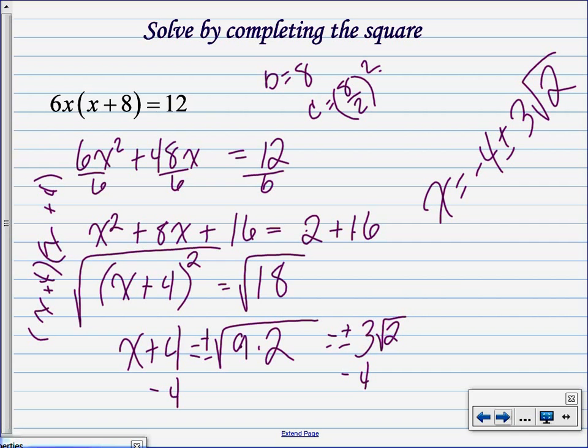Sorry, I'm writing diagonal across the board. I minus 4 because I want to get x alone. That's it. Is x alone? We solved. Sorta.